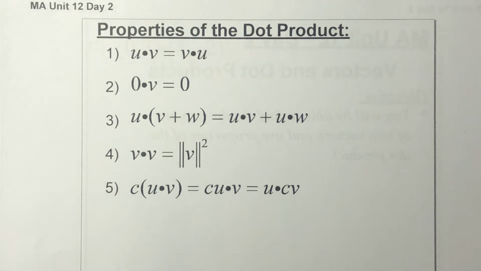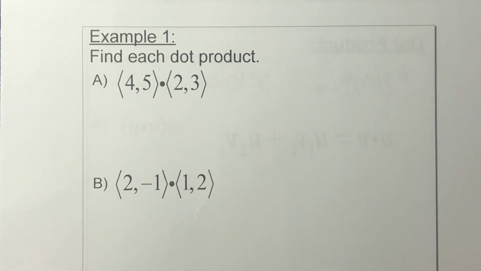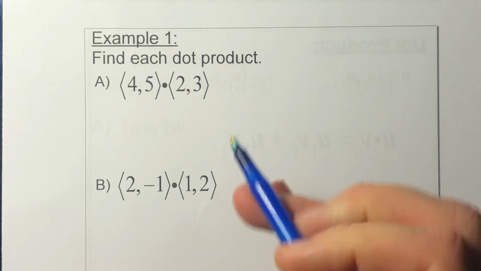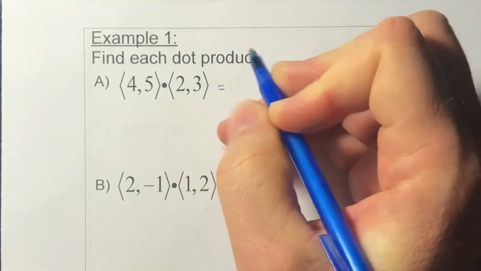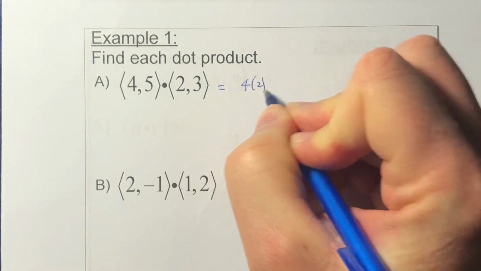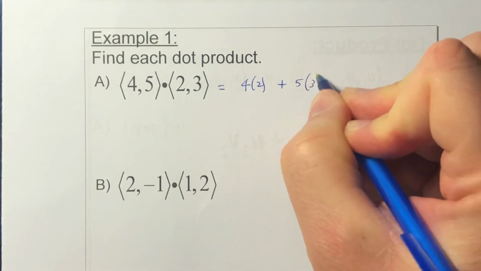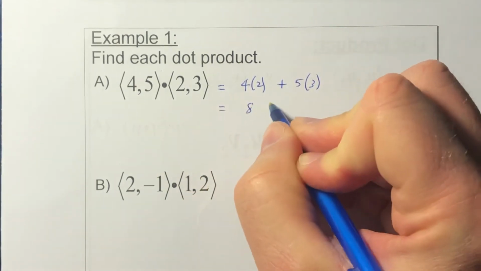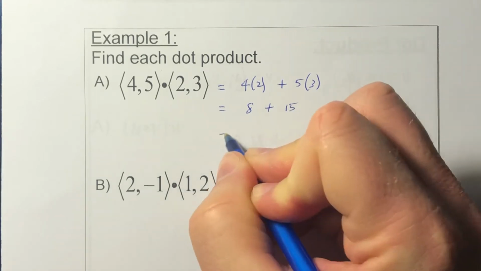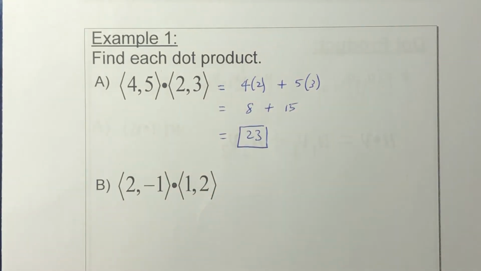All right, if we want to actually multiply some of these, here's example 1. We're going to multiply these two vectors. Remember, we take the first guys and multiply them. So let's take 4 times 2 plus multiply the second guys, 5 times 3. Clean that up and you get 23. That's how you find a dot product when you multiply the two vectors.